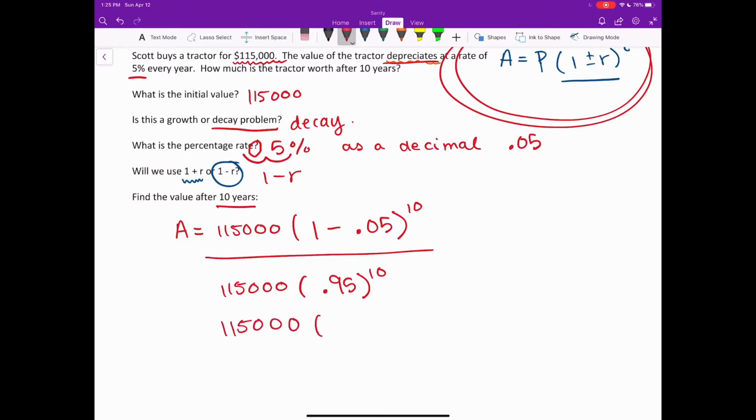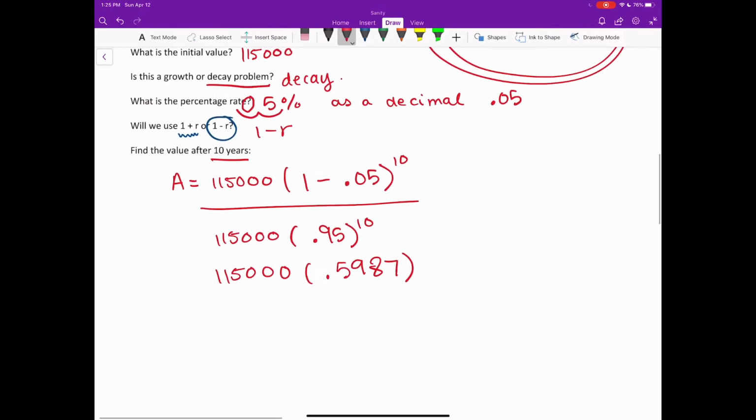Let me write that all out, going step by step here. 0.95 to the 10th power is 0.5987, and dot, dot, dot, it keeps going. And then finally multiply those together. You're going to get a price roughly at 68,854.748. All right, so after 10 years, we do see that tractor value depreciating, decreasing.